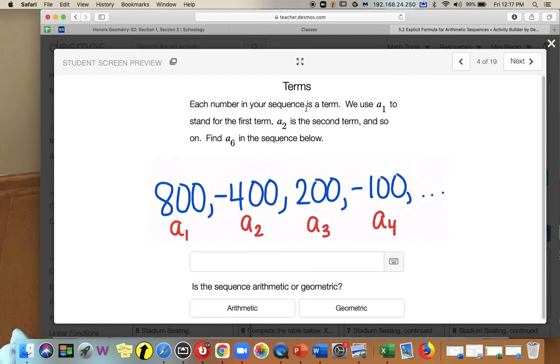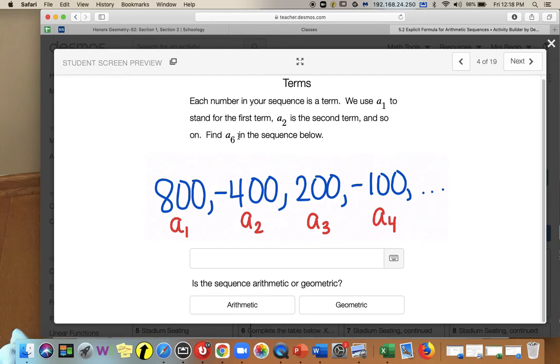Okay. So terms, I've been using this word terms. Each number in your sequence is a term. We use a sub 1 to stand for the first term. Sub because it's a subscript. So a sub 1 is how you read it, and that means the first term. A sub 2 is the second term, and so on. Find a sub 6 in the sequence below. So when I say find a sub 6, I mean, what is the sixth number in this list?